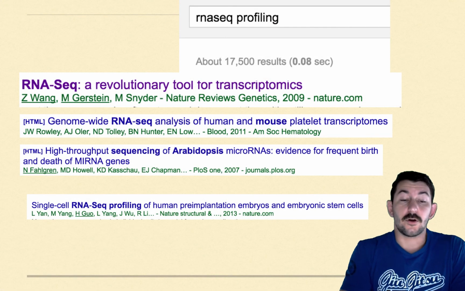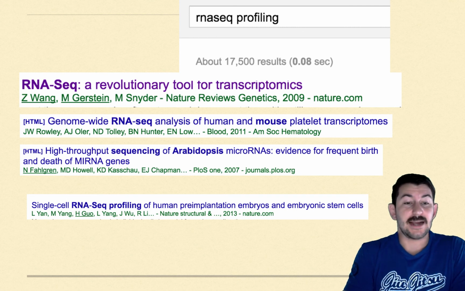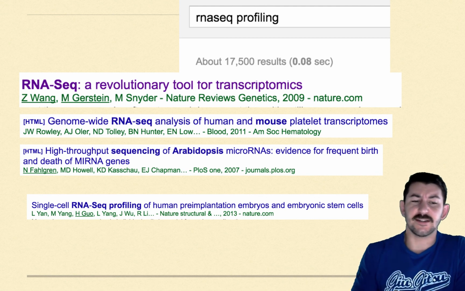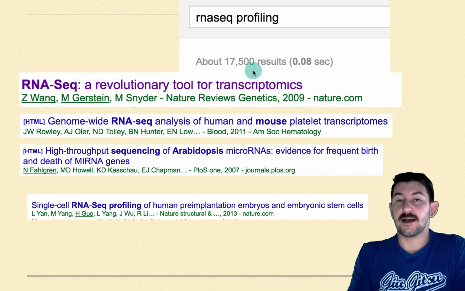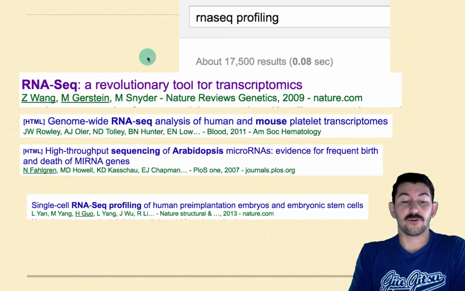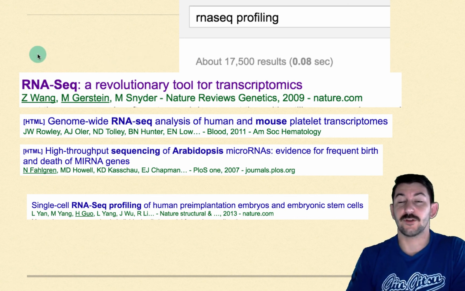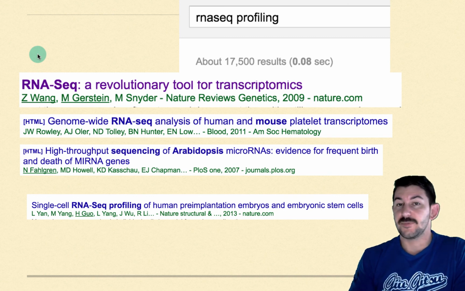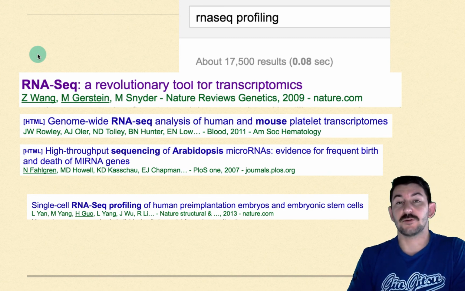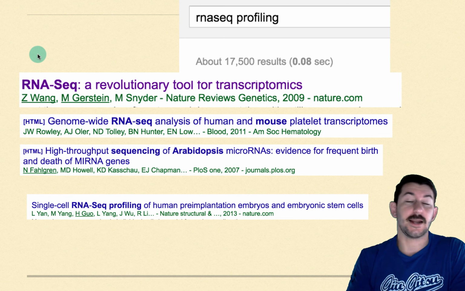So these methods are incredibly popular. I did a quick RNA-seq profiling search on just Google Scholar, and this was actually a couple years ago, but there were almost 18,000 results of papers within just the last several years that had RNA-seq profiling as one of their search terms. So this is probably one of the most published forms of genomic analysis.